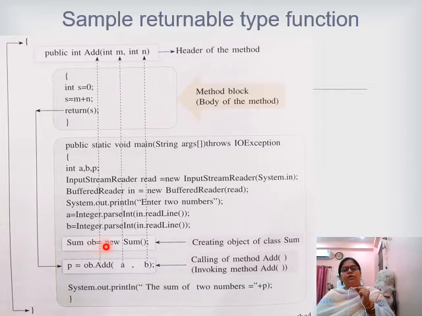Where we have created the object of a class, we can write it after the main function. When we write the main program, we can write it here also.